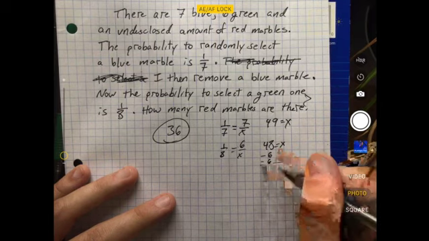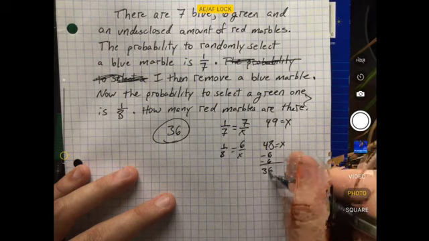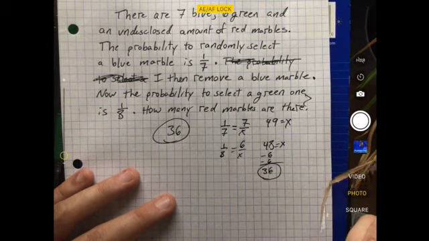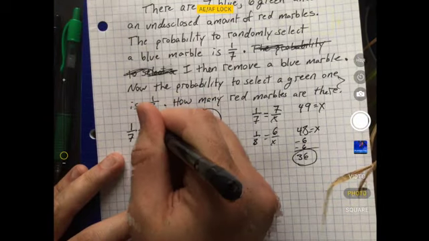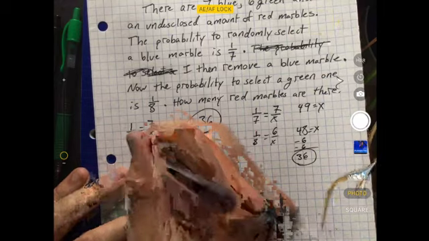The easy way to do this is, I'm going to set this up again, that 1/7 is going to be that 7/X figure, and we're going to get that there are 49 marbles total. Well, we know that 7 of them are blue.